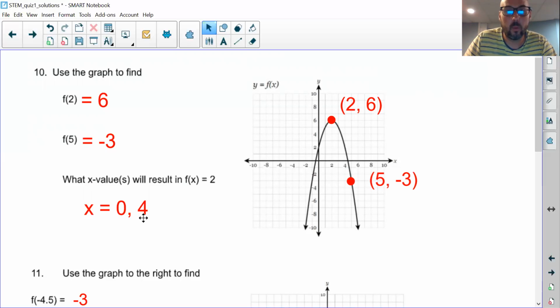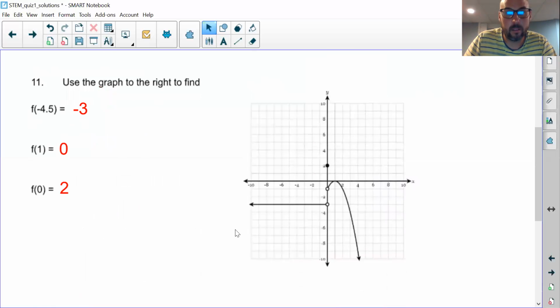What if I said, what x values will result in the graph equaling 8? Well, here the graph doesn't even get up to 8. It's out of its range. You could say undefined, but if you know a little bit more, there are actually imaginary numbers that could make this parabola equal 8, but we don't study imaginary numbers in this class.